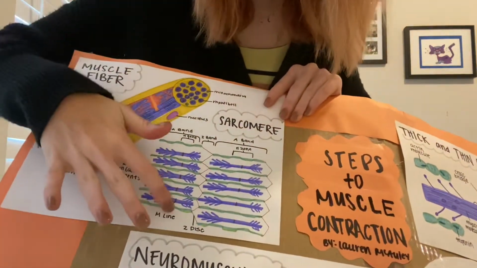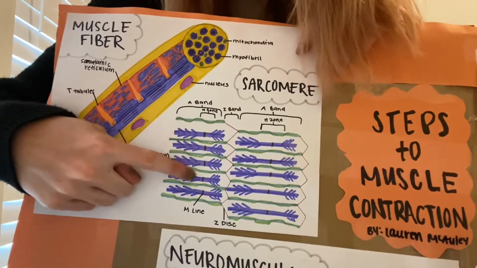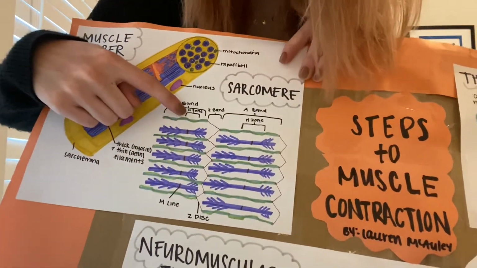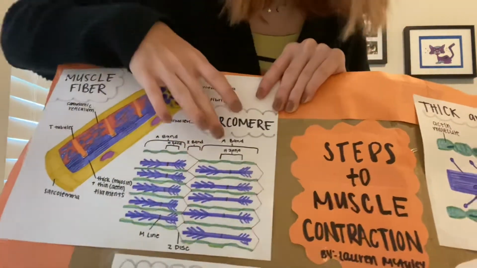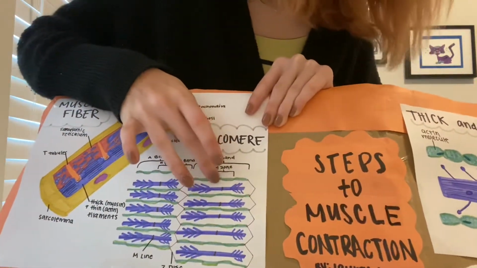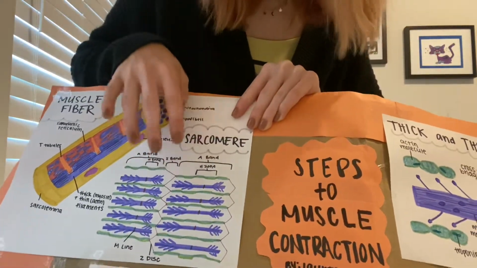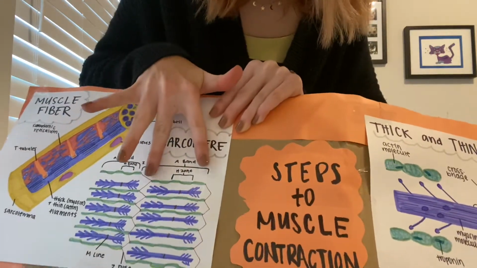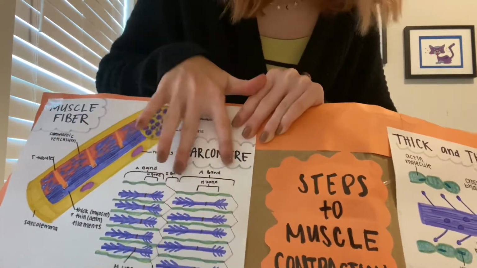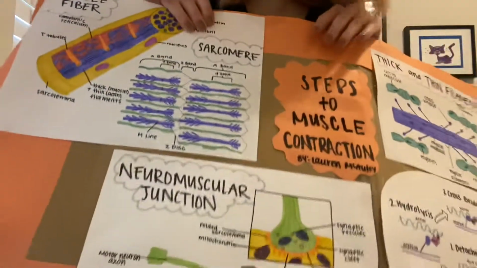And then we also have our M line, which is going up these, if you can see it. I just did little dashed marks. Then we have our H zone, which is in between where the little pieces come off, where our cross bridges are. So that's our H zone, and then our A band is the whole filament in between the Z discs. So that's that.